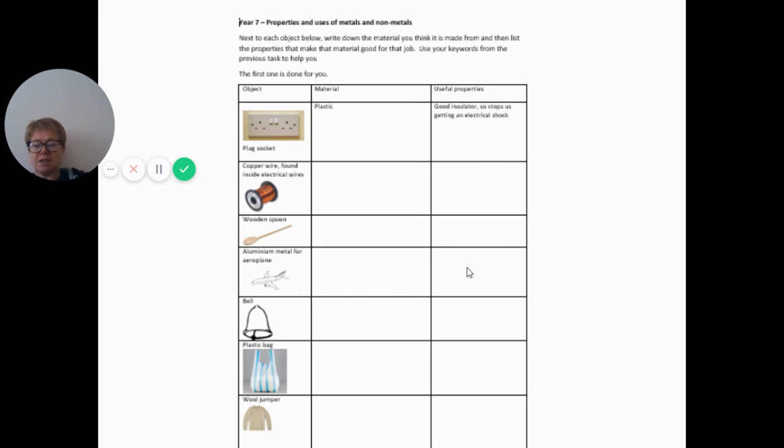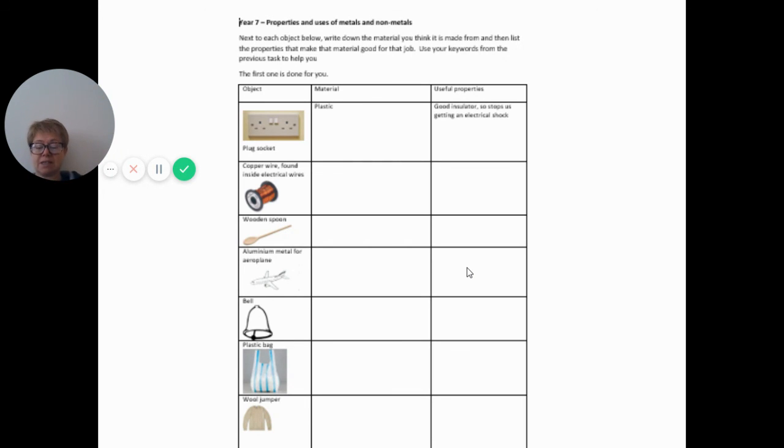Wool jumpers made from wool, which is a non-metal, and wool is a really good insulator, so that's why it keeps us warm. You may also have said that wool is a flexible non-metal, so that obviously is useful for its changed shape.